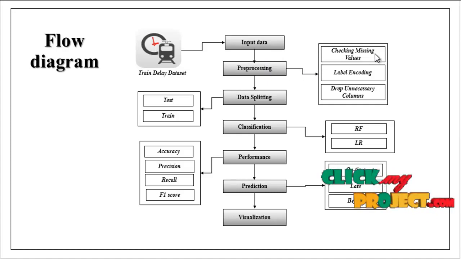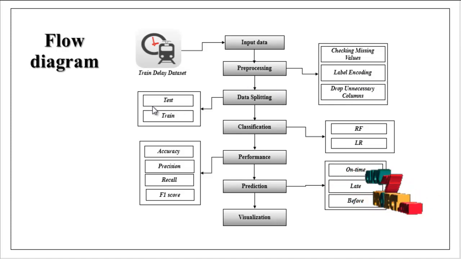In this step we check for missing values; checking for any missing values helps avoid wrong predictions. Then label encoding: here we convert the strings into numeric integer values to make them machine readable. Then we drop unnecessary or unwanted columns beforehand. The pre-processed data is then carried out to the data splitting module.